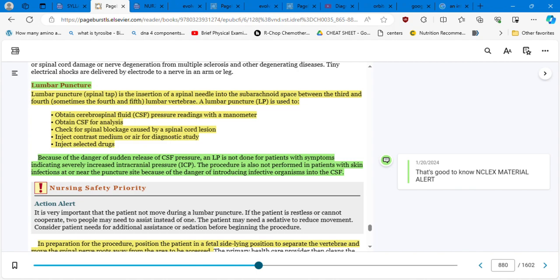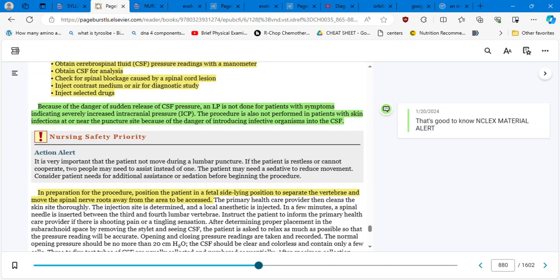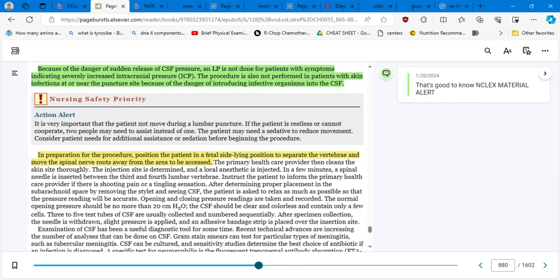The dermatomes are not included in this edition of Ignatavicius. The 10th edition includes the dermatomes, okay? This 11th is not. So this is NCLEX material. You must master this, okay? Be aware of skin infections around the site in which the lumbar puncture is going to be done.